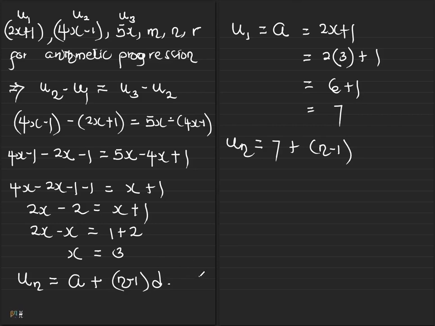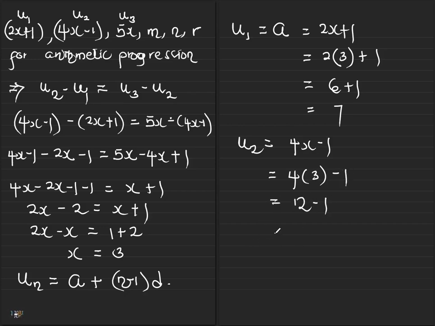Have we found the common difference? We don't have the common difference yet. So let's look for the common difference. How do we get it? We have found u1 to be 7, so we need our u2. u2 is simply 4x minus 1, and we know what our x is. So our u2 is 4 into bracket 3 minus 1, which gives us 12 minus 1, and 12 minus 1 is 11.